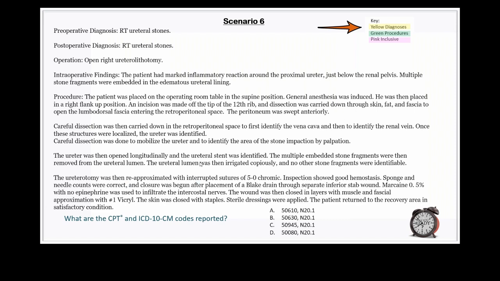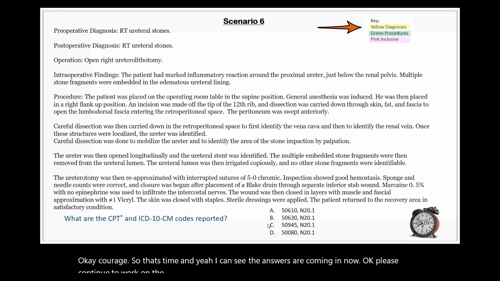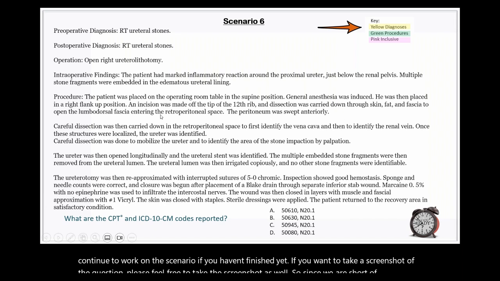Okay, so that's time. And yeah, I can see the answers are coming in now. Okay, please continue to work on the scenario if you haven't finished yet. If you want to take a screenshot of the question, please feel free to take the screenshot as well. So since we are short of time, I will start reviewing the scenario.